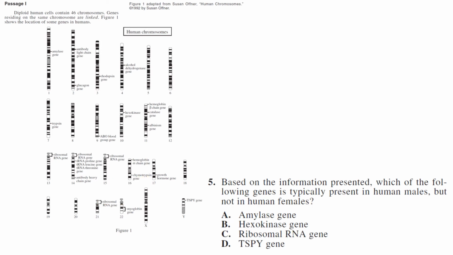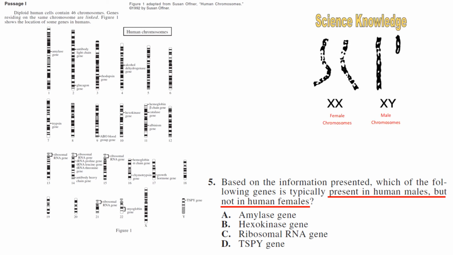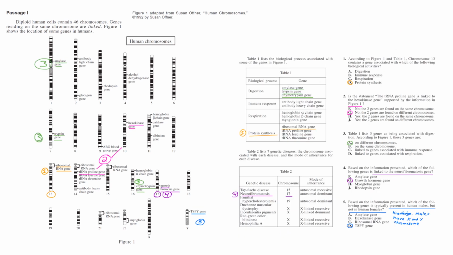Number 5, based on the information presented, which of the following genes is typically present in human males but not human females? So there's a little bit of knowledge here. You have to know that females have XX chromosomes and males have XY. So we look at Figure 1, we see that the Y chromosome has the TSPY gene, so your answer is D. So to quickly review our answers, we have D, G, A, G, D.